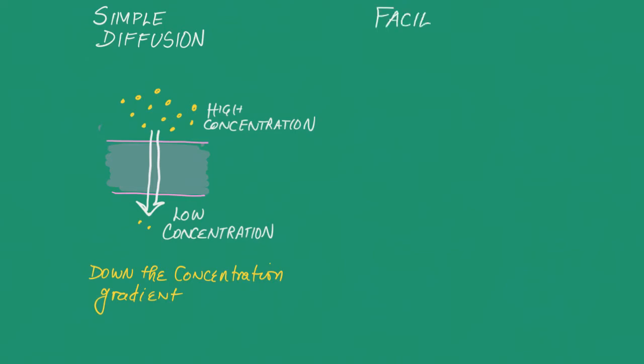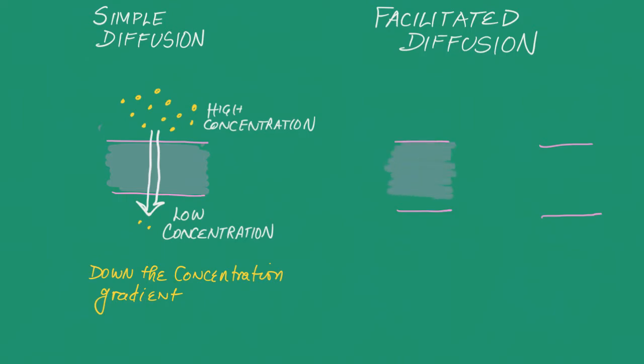Now let's take a look at facilitated diffusion. Facilitated diffusion is also the movement of molecules down the concentration gradient, but this time we need a protein channel to assist this movement because these molecules are larger. So here is the protein channel. This could be just a protein channel or a gated channel.